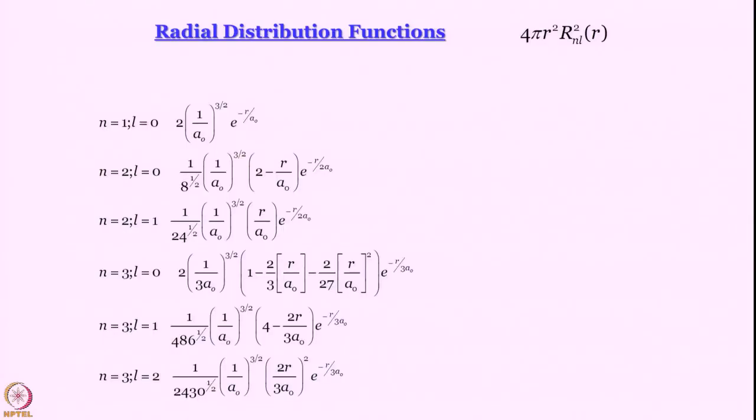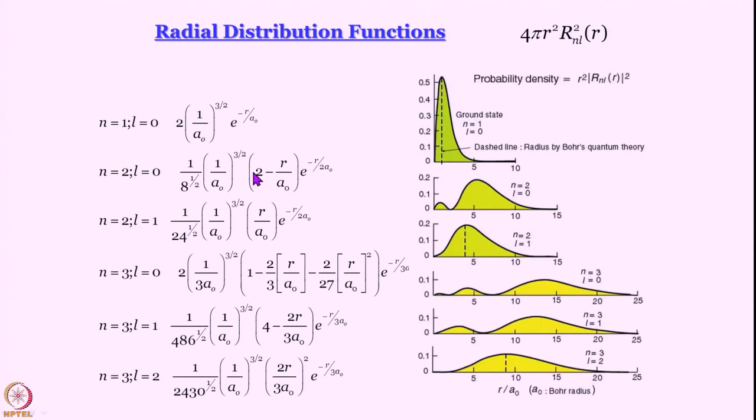Okay? So, now let us see what this 4 pi r square capital R square is for different orbitals. This is what they look like. For 1s orbital, it goes through a maximum. For 2s orbital, well, if you just take square of it, what will you get?